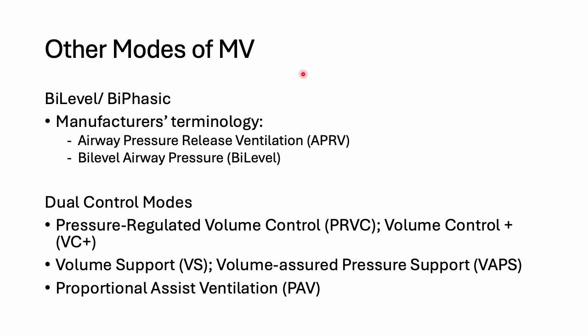As I mentioned before, there are also other modes. There are bi-levels, biphasic, and different manufacturers have their own terminology, but they mean the same thing. There are also dual control modes that I'm not going to cover because they are a bit more advanced. If you work in an ICU or go into an ICU in future, you will need to learn about all these modes that the patient might be on. But having said that, these different modes are not commonly used. The modes that we just discussed, spontaneous modes, PSV, pressure control ventilation, volume control ventilation, and SIMV, are the modes that are commonly used.